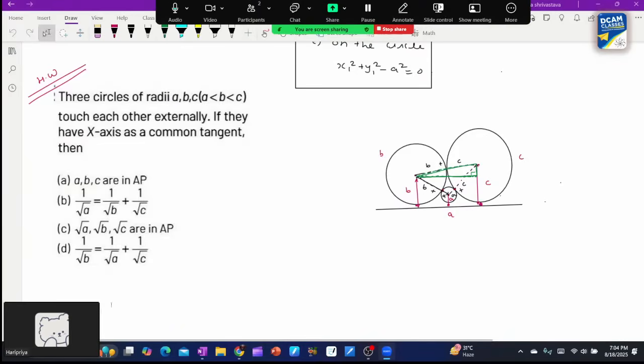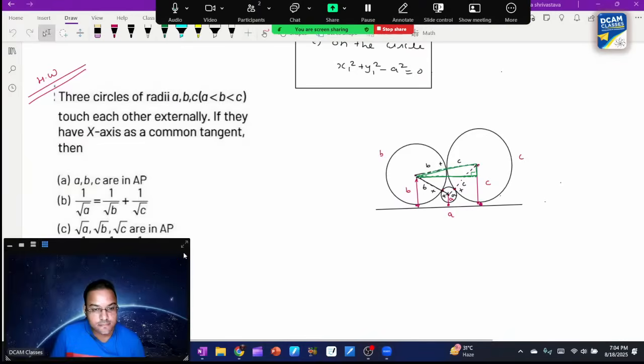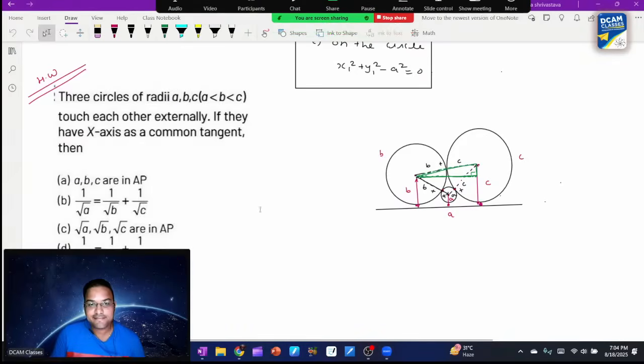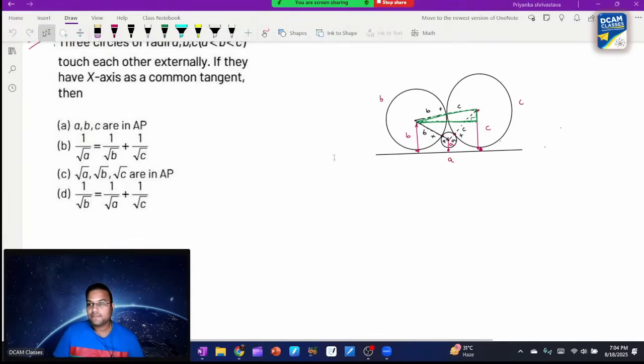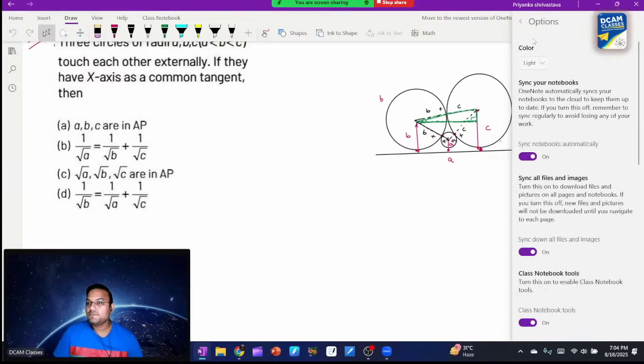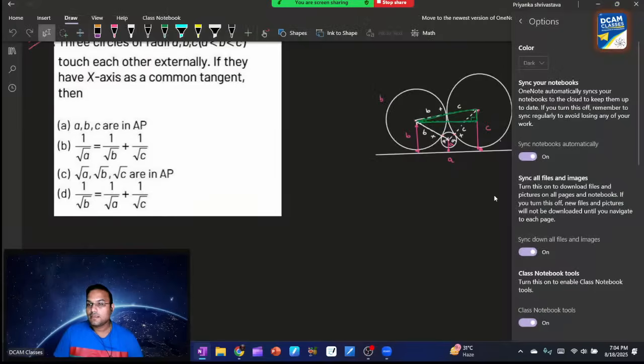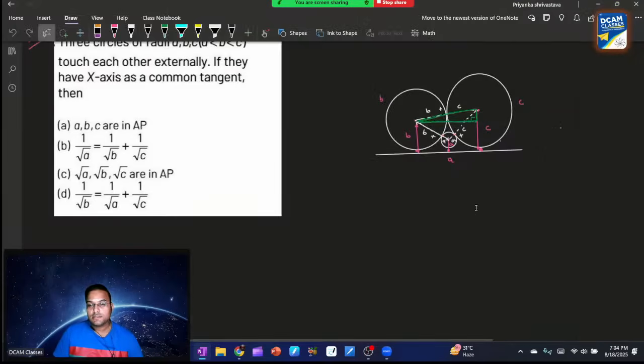Hello, Haripriya. Yes, sir, could you solve this? I think I got stuck somewhere. This one you got stuck, na? I thought so, because it's somewhat a tough one. Let me show you how I'll do it.